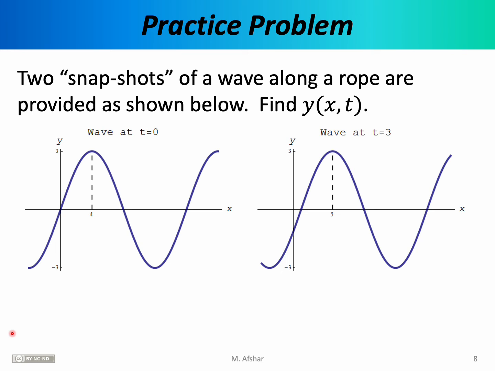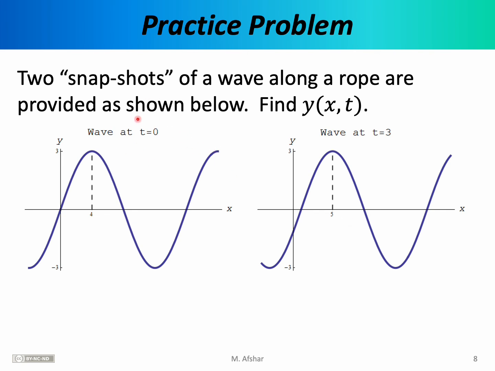So let's end this lecture with a practice problem. Two snapshots of a wave along a rope are provided as shown below. Find y of x and t. So we're talking about waves propagating along a stretch of rope, and what we have here are two snapshots or two pictures of the rope.